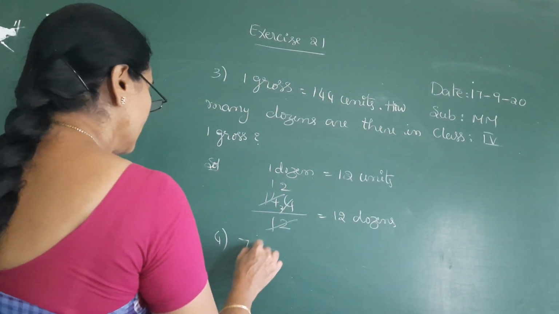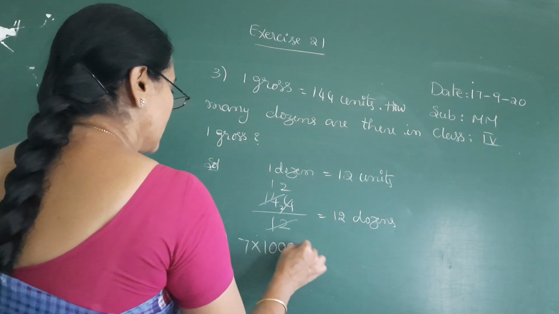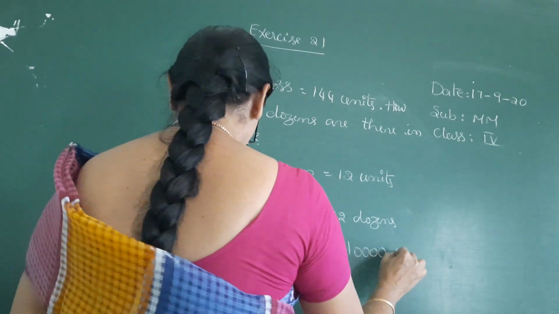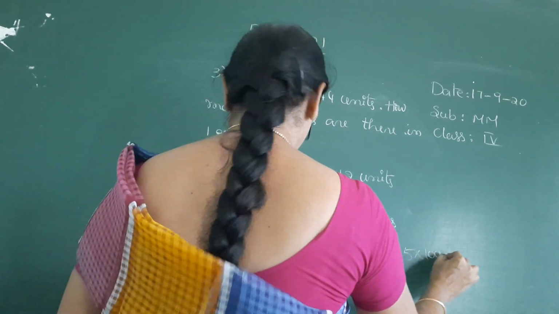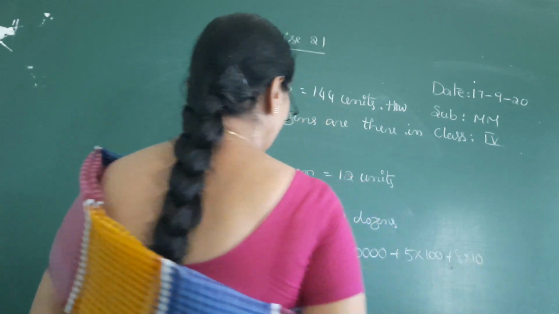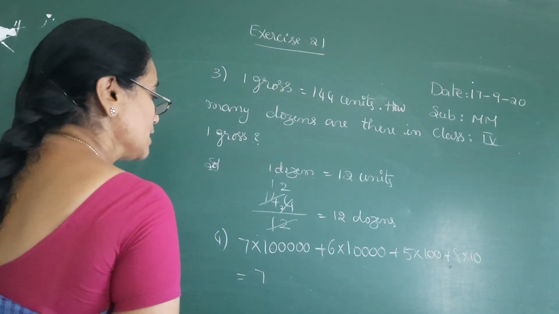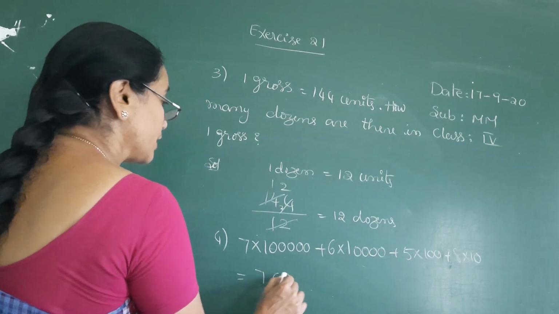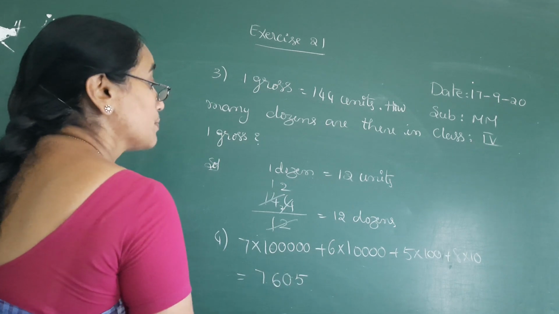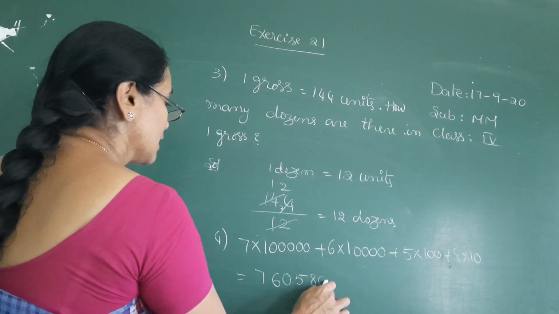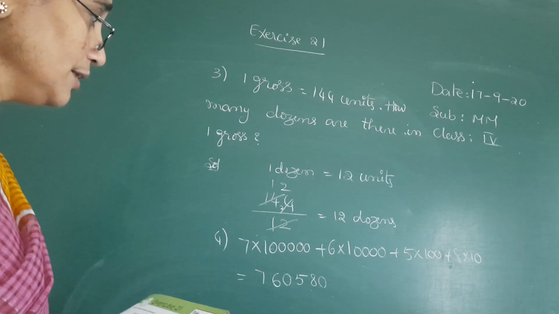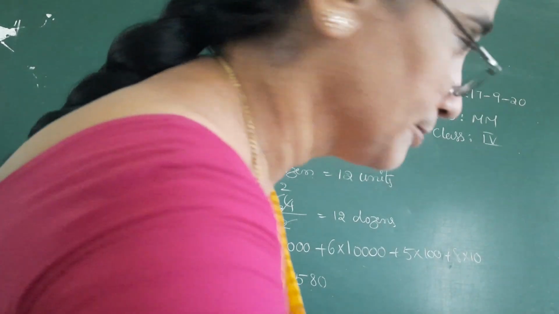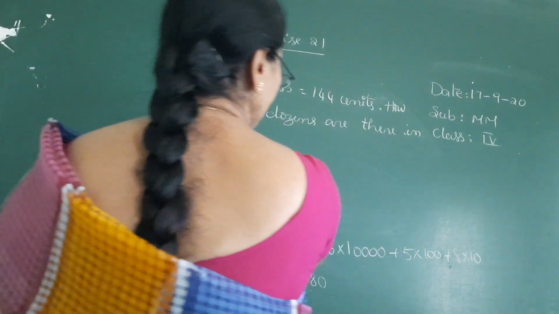See the fourth problem. 7 into lakh plus 6 into 10,000 plus 5 into 100 plus 8 into 10. So 7 is in lakhs place, 6 is in 10,000 place. Here they did not give thousands place, you should give 0. 5 is in hundreds place, 8 in tens place, and units place also is absent. We have to keep 0. That is 7,60,580.